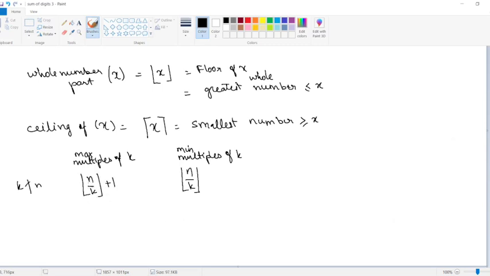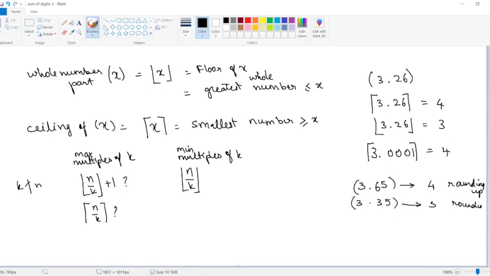So, will this be floor of n by k plus 1, or will it be ceiling of n by k? Which of these two will it be? So the minimum multiple will be the floor, and the maximum multiple will be the ceiling. Not necessarily. If n is not divisible by k, isn't that what we just saw? At least from the table, I don't know how to prove it, but in the table, that is what I'm seeing.